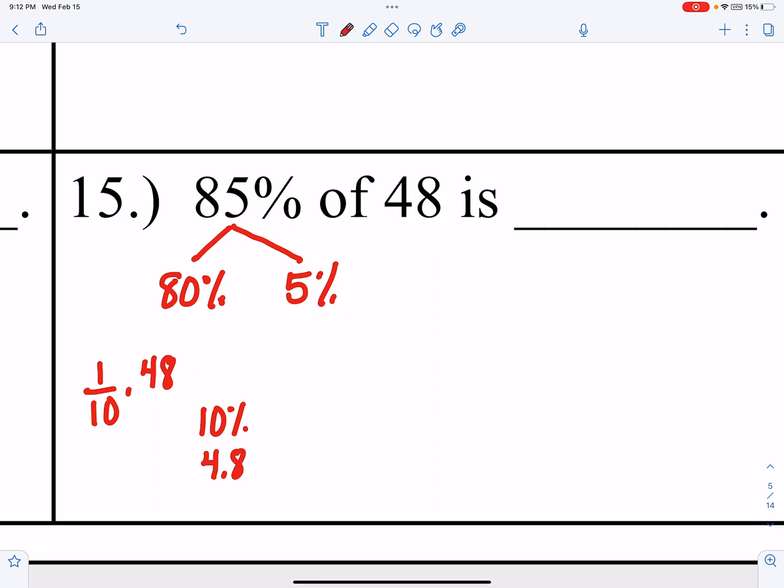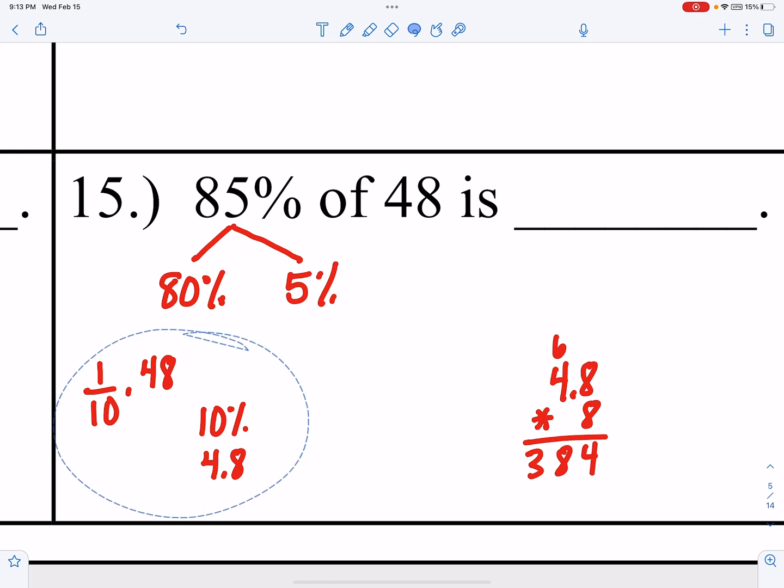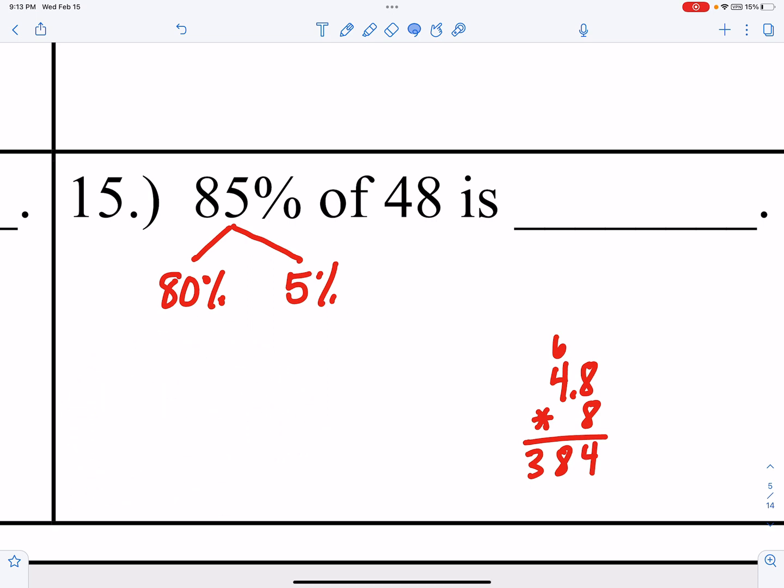4.8, okay? But we have 8 of those, okay? So we need to do 4.8 times 8. So we have 64. 4 times 8 is 32. So we have 30 plus 6 is 38. Okay. So our 80% here, let me move these out of the way a little bit. That really moved out of the way, didn't it? Our 80% is 384. Does that look right?